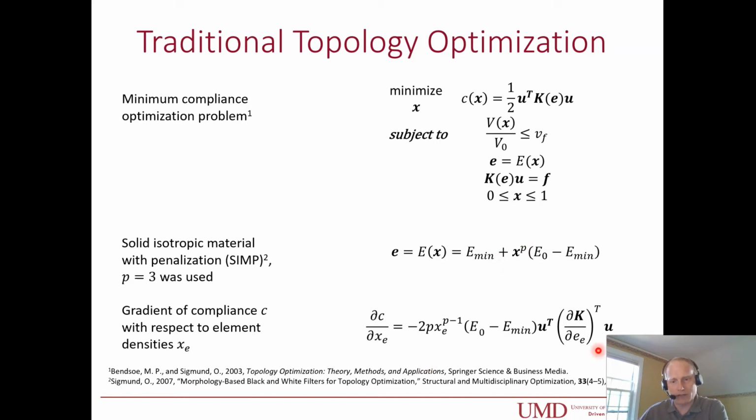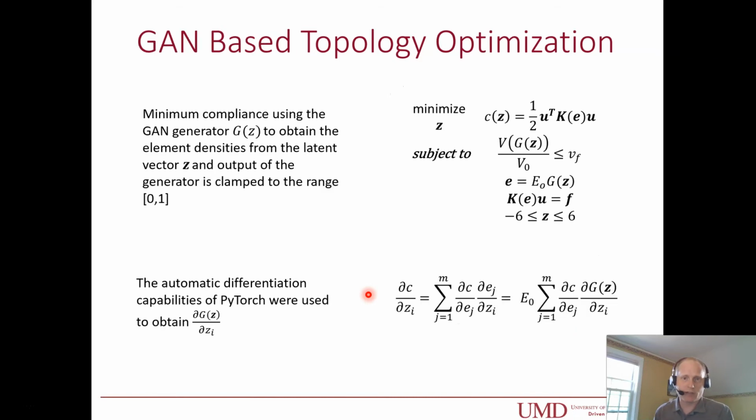And then we have the compliance gradient. This allows us to update the element densities for each iteration, and this is just the standard compliance gradient. To adapt this to GAN, the main difference here is we're now not optimizing on element densities. We need to calculate element densities based on the generator.